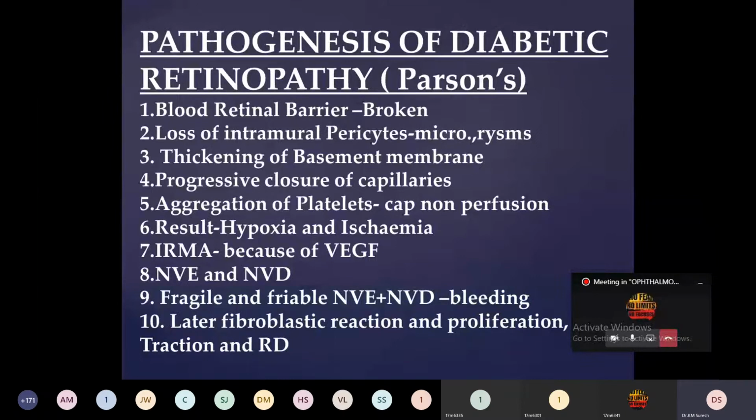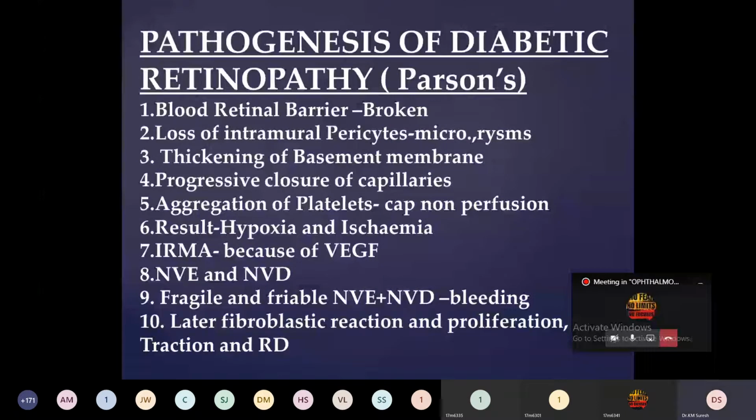The first thing that happens will be breakage in the blood retina barrier, which is a strong barrier, and there will be loss of intramural pericytes in the vessels, which will cause formation of microaneurysms. There will be thickening of the basement membrane, and progressive closure of the capillaries due to occlusion of the lumen. Aggregation of platelets is an abnormality that is observed in diabetics, which causes capillary non-perfusion. All these 5 things result in hypoxia, decreased oxygen level, and hence ischemia.